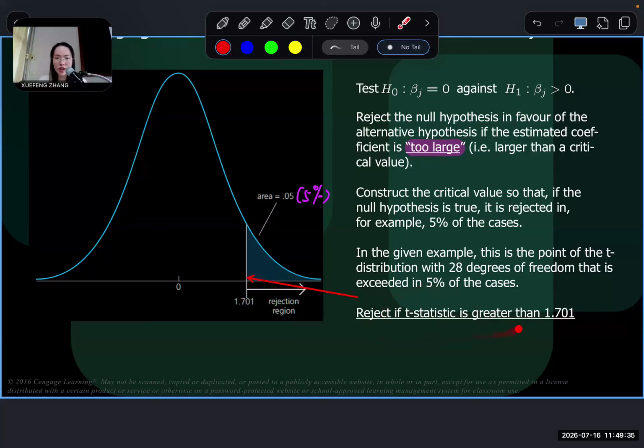One thing to notice, this is only one side, okay? If beta j hat comes out very negative, it should be the other side, okay? We would not reject, even though it's far from 0, because a one-sided test in this direction only cares about large positive deviation.